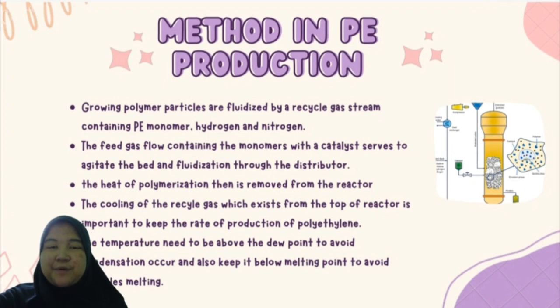Method of gas phase polymerization in polyethylene production. First, growing polymer particles are fluidized by a recycled gas stream containing polyethylene monomer, hydrogen, and nitrogen. The feed gas containing the monomers with a catalyst serves to agitate the bed and fluidize it through the distributor. The heat of polymerization is then removed from the reactor. The cooling of the recycled gas which exits from the top of the reactor is important to keep up the production of polyethylene. The temperature needs to be above the dew point to avoid condensation, and also kept below the melting point to avoid particle melting.